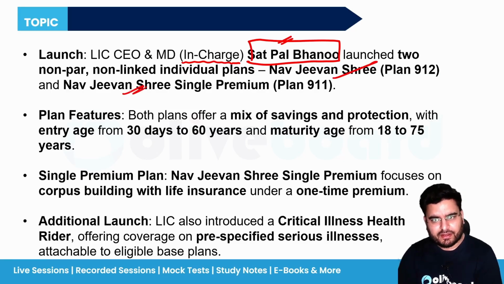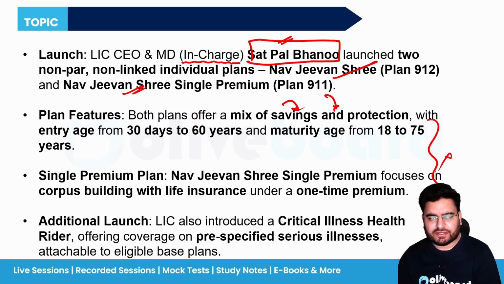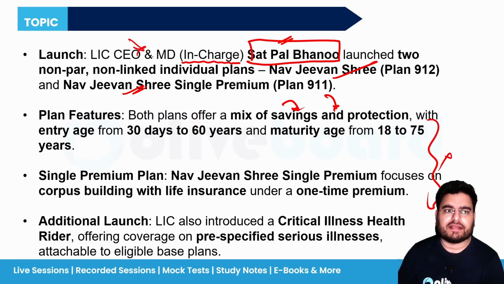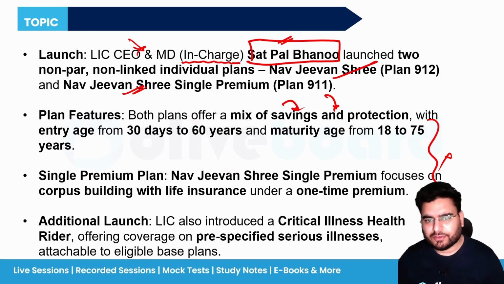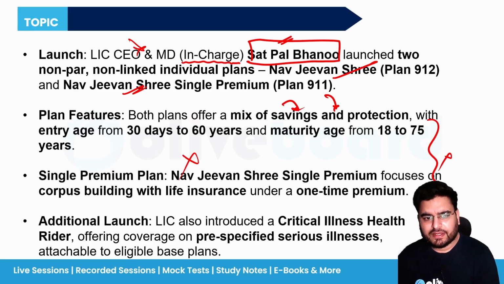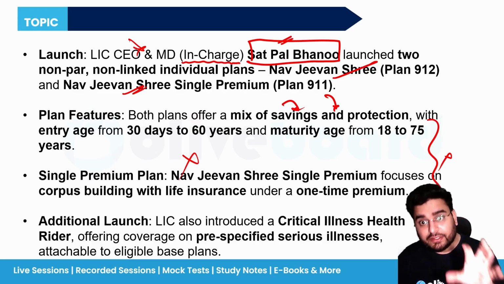Got it? You don't have to remember much detail, but remember this is a life insurance plan, right? So it is basically a mix of savings as well as protection. You will get your money also. Got it? You don't have to remember the features of the plan, just remember the name of the plan, that's it, and the name of the CEO and MD. Clear? No need to remember this detail, it is not going to be asked in the exam.